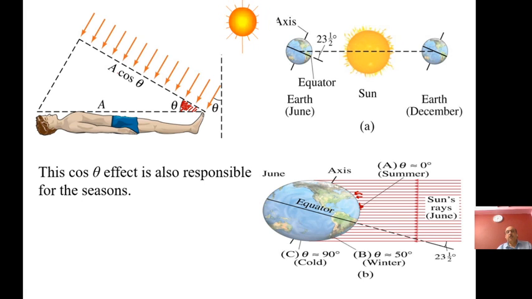Whereas theta increases by 50 degrees across the southern hemisphere. So A cos theta will be much smaller than A. That's why there will be a winter season. And at the pole, what will happen? The theta becomes 90 degrees. So radiation will not be present there. So it will be extremely cold.